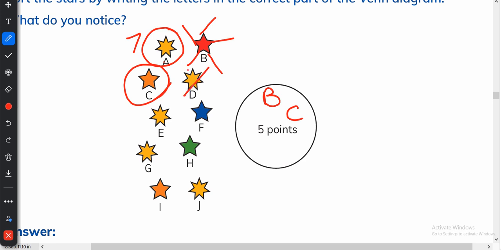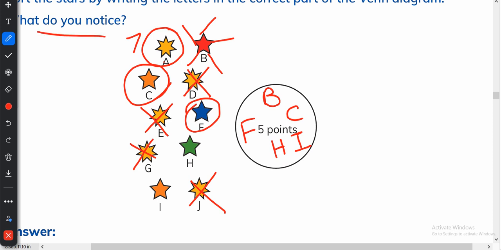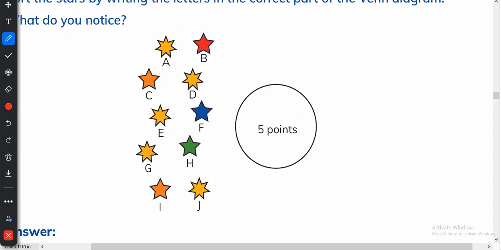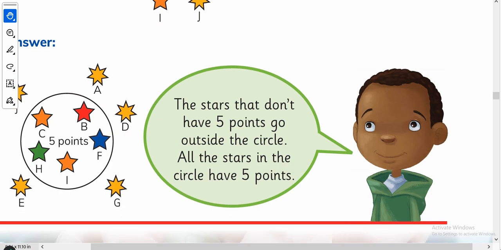This star has more points. I will not write it here. E star also has more points. F has 5 points, so I will write F in here. It has more. H has 5. I has 5 and J has more points. What did you notice? We have noticed that we can draw stars with more points as well. The stars that don't have 5 points go outside the circle. All the stars in the circle have 5 points.